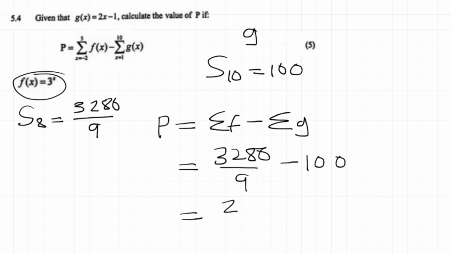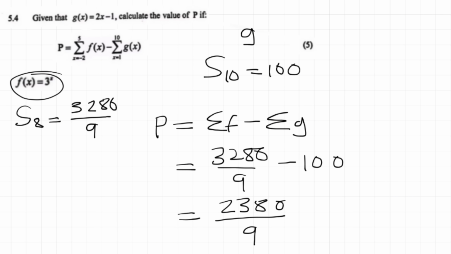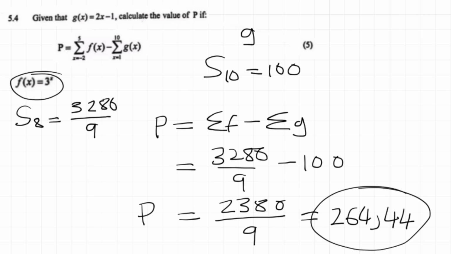So it's going to be 2380 divided by 9, perfect. If you round this to two decimal places, it's going to be 264.44, just like that. So this is the value of p. Let's move on to the next question.